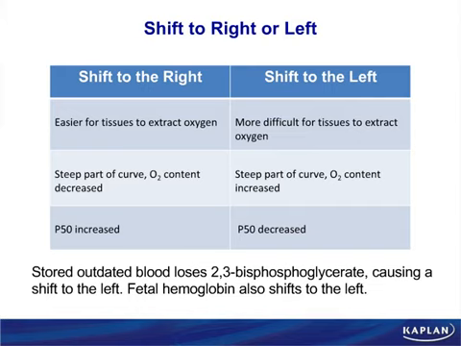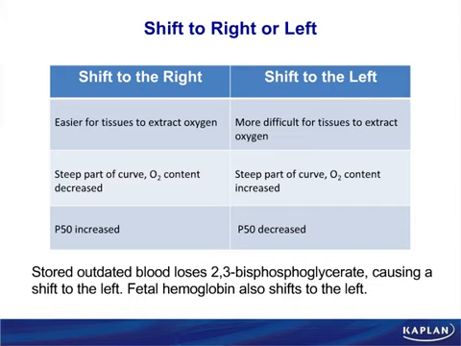All right, so right shift, P50 increase, decreased affinity. You're saying the same thing. Left shift, decreased P50, increased affinity. You're saying the same thing. And as I mentioned on the previous slide, blood after it's been stored loses its 2,3-BPG.